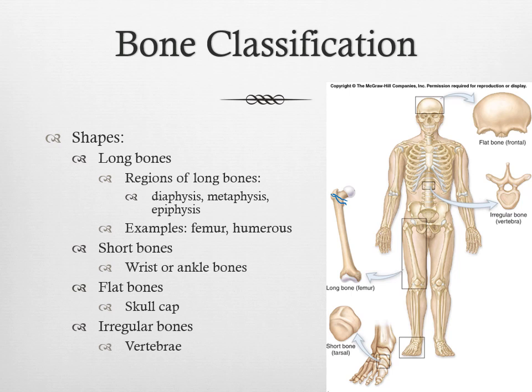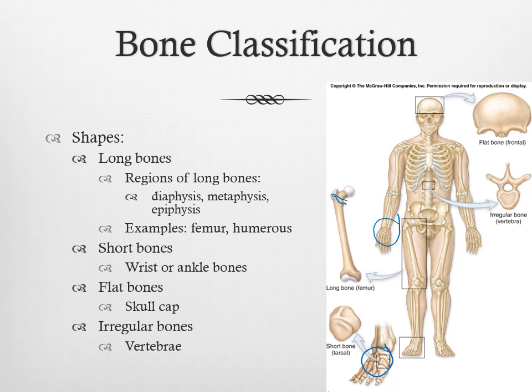Short bones tend to look kind of like little rocks. These are bones that we find in places like the ankle as well as the wrist. They make up those bones there. If we were to take one individual little bone out, it would oftentimes look like a little stone sitting there or a little rock.